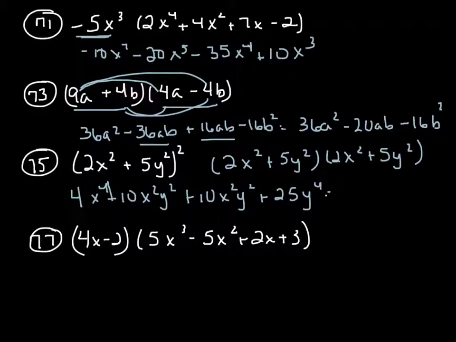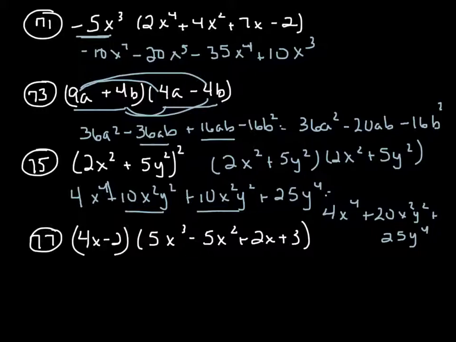Now combining like terms, we're going to get 4x to the 4th. 10x squared y squared plus 10x squared y squared would be 20x squared y squared. Plus, and then our 25y to the 4th.